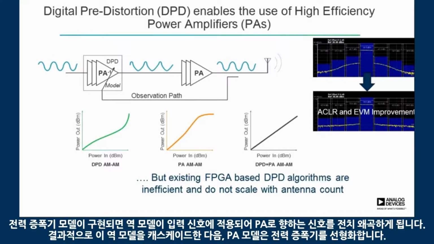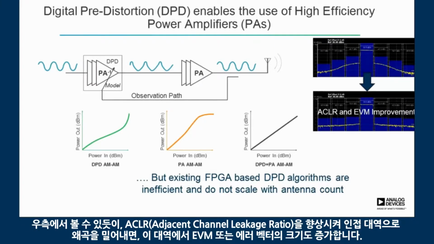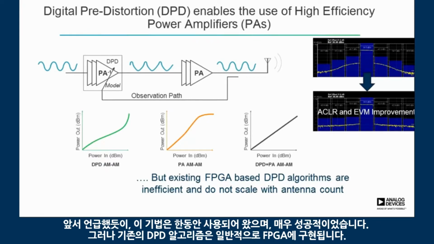A model of the power amplifier is built up, and then the inverse model is applied to the input signal to pre-distort the signal going to the PA. So the resulting cascade of this inverse model and then the PA model linearizes the power amplifier. And as you can see on the right-hand side, we improve the ACLR, or the adjacent channel leakage ratio. So we push down the distortion in the adjacent bands, and then in band the EVM, or error vector magnitude, also improves. So as I mentioned, this technique has been around for some time, and it's been very successful.